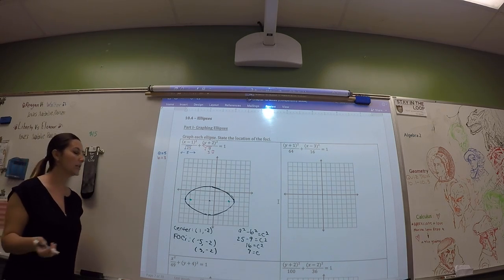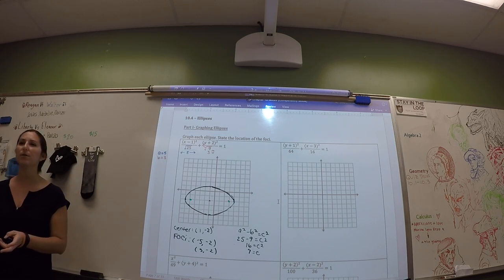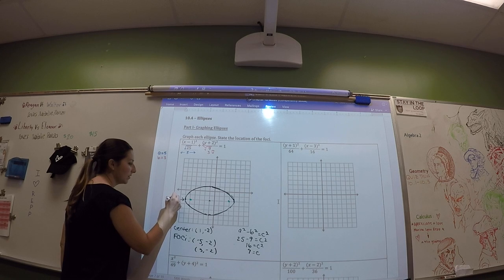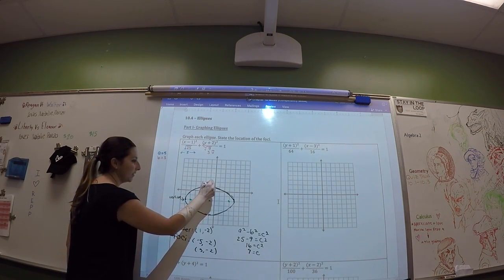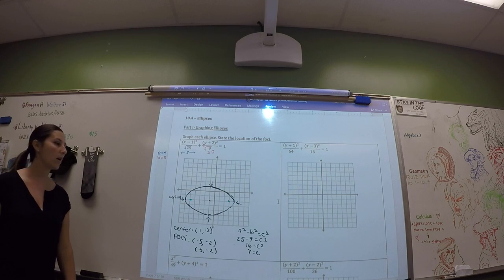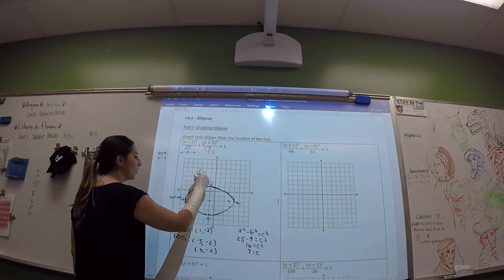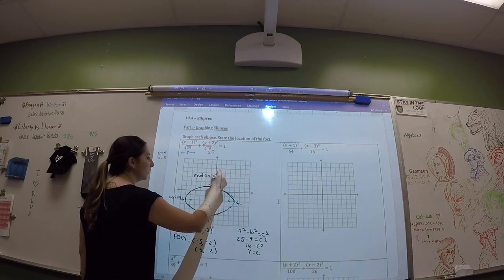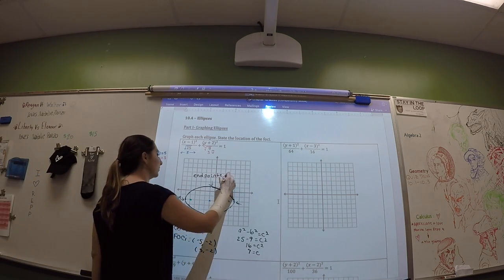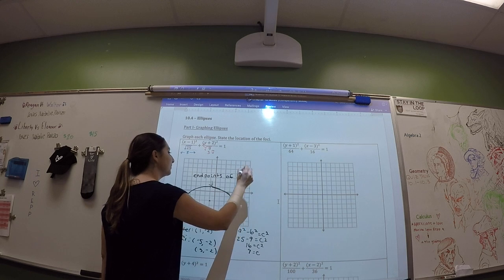When we write equations, they might identify vertices or something. So that's why I was telling you, these are vertices. That one, that one, that one, and that one, those are vertices. They also might call them endpoints of the major or minor axis. So endpoints of axis.